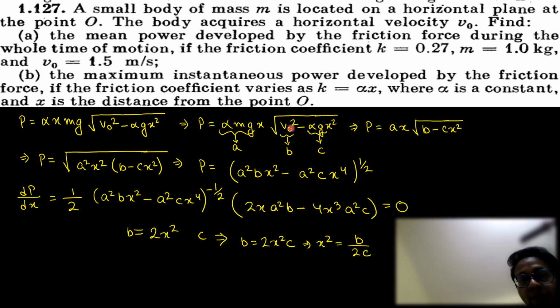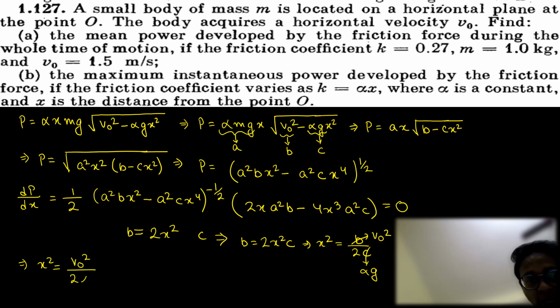Now what was the value of b? The value of b was v naught square. What is the value of c? The value of c was alpha g. So x square is equal to v naught square by 2 alpha g.